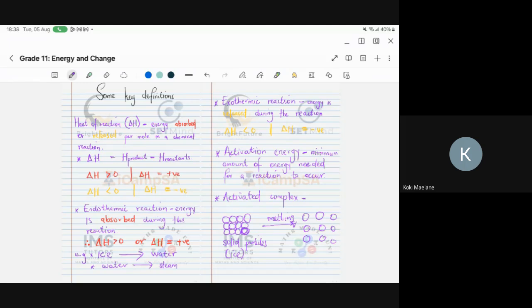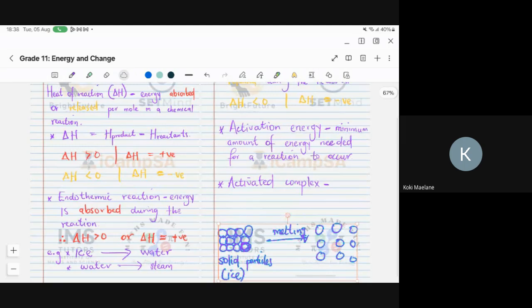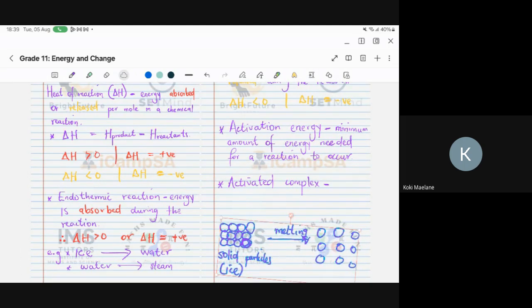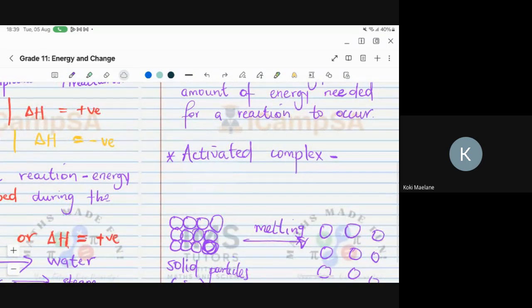So that point in time is called the activated complex, right? So the typical definition would be, let me just note this. Whenever a reaction occurs, bonds get broken and new bonds form. During the breaking and formation of new bonds, that state of the reaction is unstable. So that state is called the activated complex.